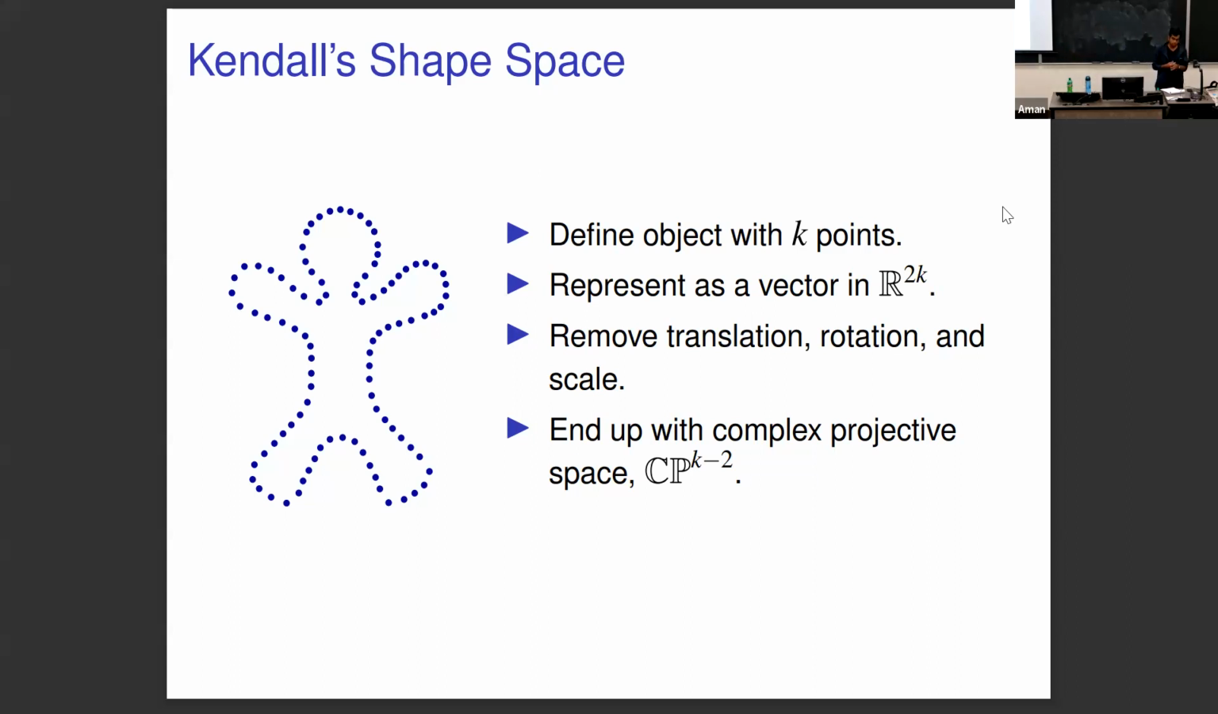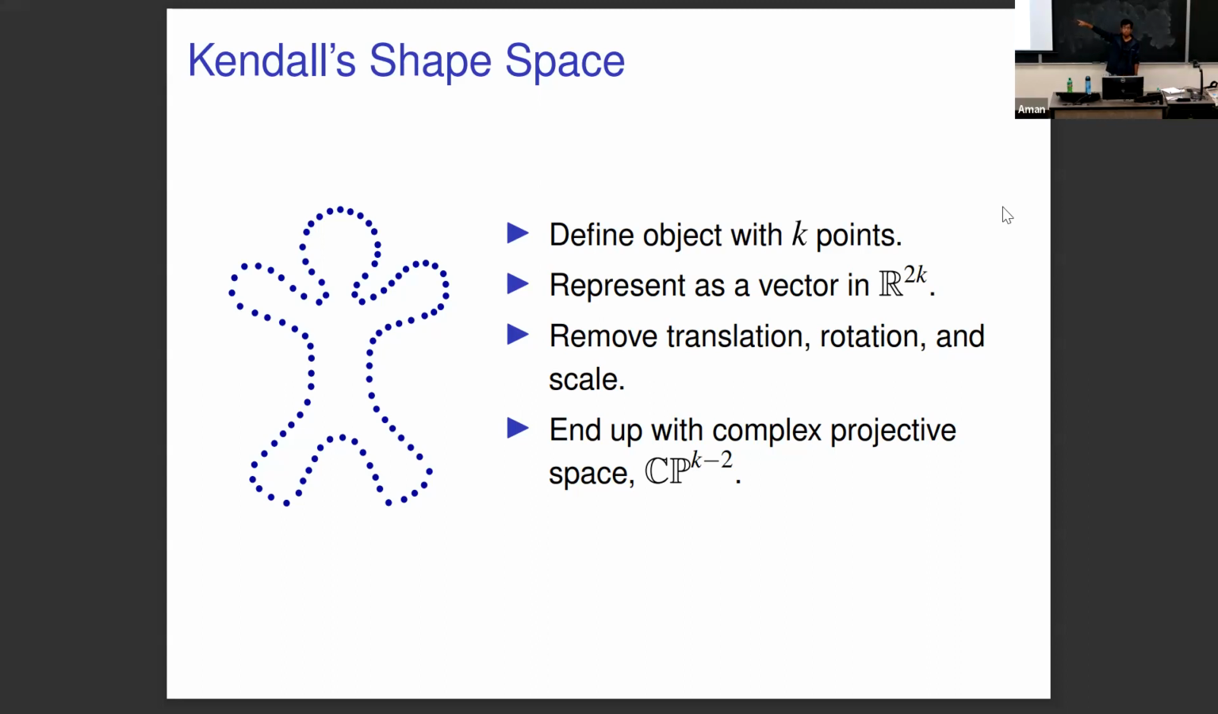The first thing is we define the object with key points. Like I mentioned, in Kendall shape spaces, we use the key point representation of the shape. So we find the boundary points on the shape and use the key points to represent the shape. So we define the object with k points, and this k stays fixed. So in this shape space, every shape needs to have the same number of points, right? You choose what the k is, and then you represent the shape in R2k.